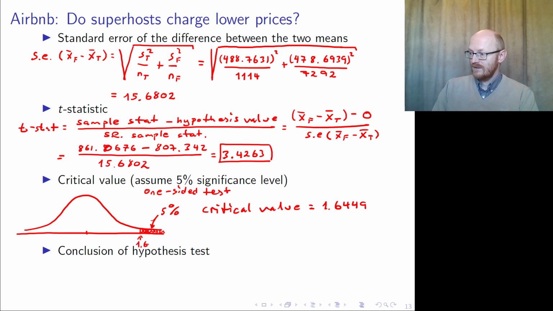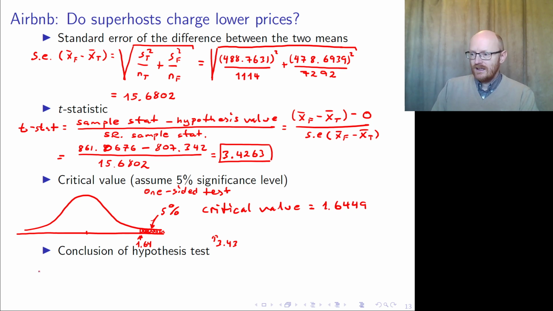Our 1.64 standard errors would give us the cutoff value between having 95% of the occurrences on the left side of this value, and only 5% of the occurrences to the right of this value, whereas our difference is way over here somewhere, 3.43. Okay, so our result is highly unlikely.